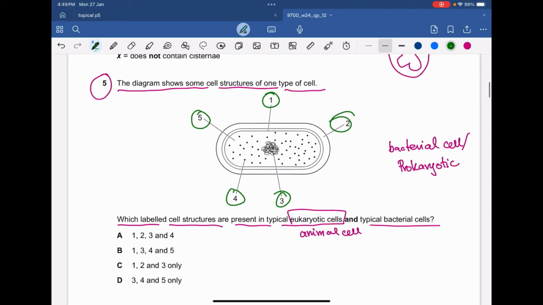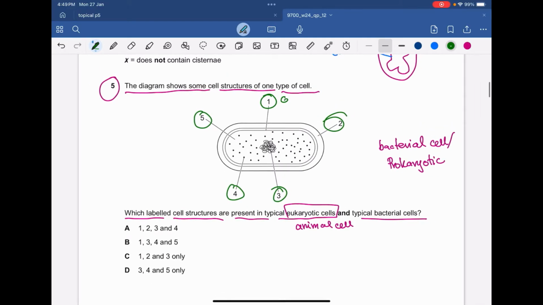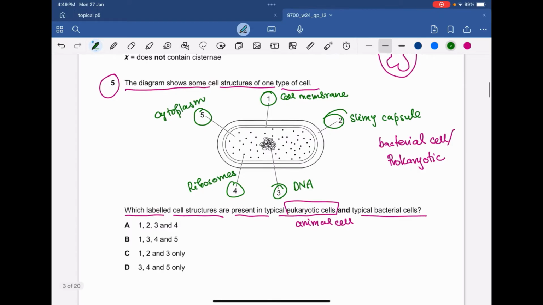Structure 1, you can see over here, is pointing to the cell membrane. Structure 2 is pointing towards the slimy capsule. Structure 3 is the bacterial DNA, or we can say just DNA. Structure 4 is the ribosomes, specifically 70S ribosomes, which are found in bacterial cells, and structure 5 is the cytoplasm, in which all the cell organelles are contained.